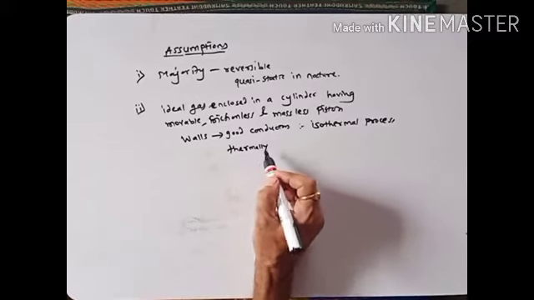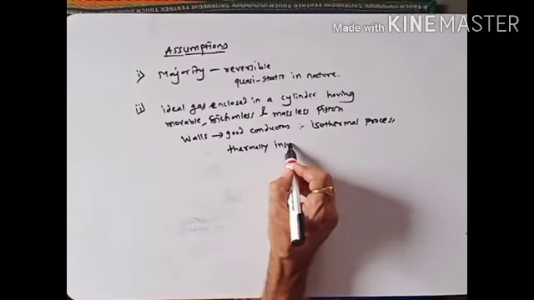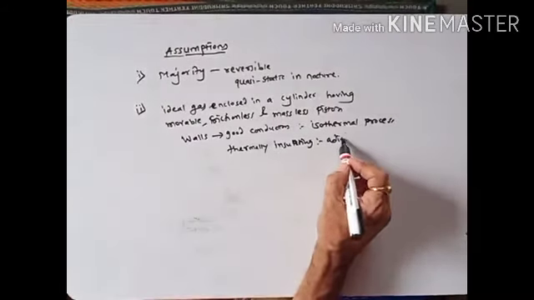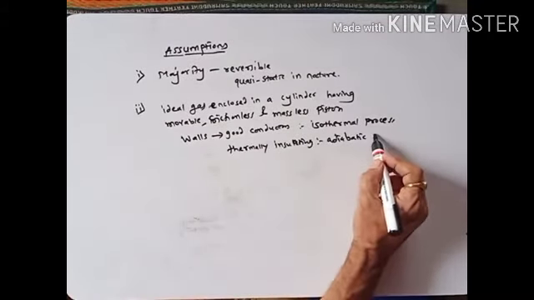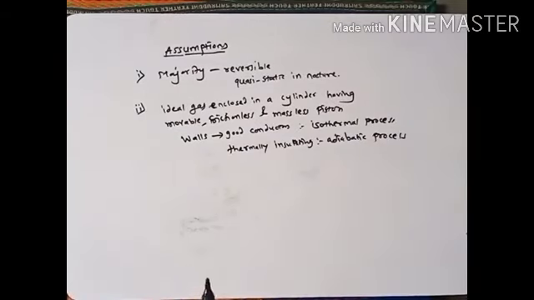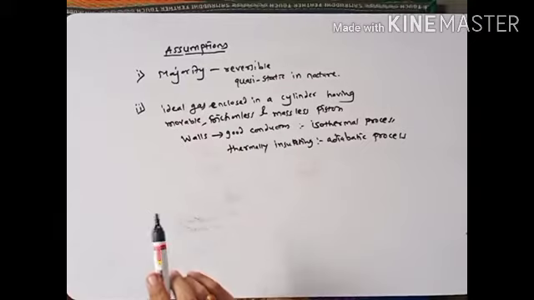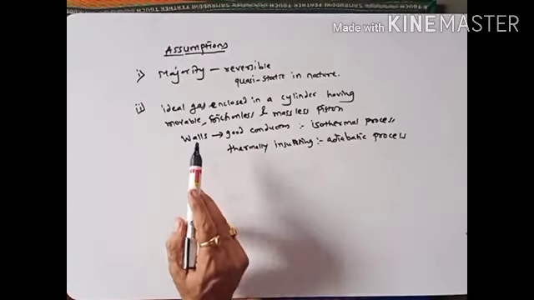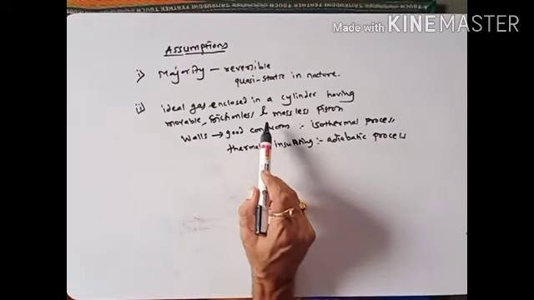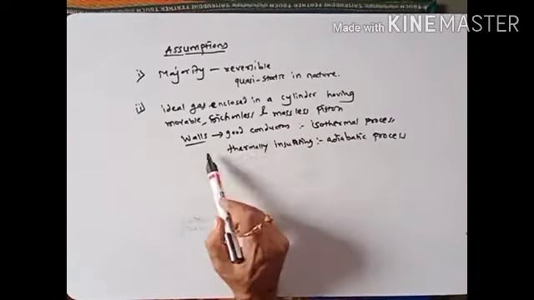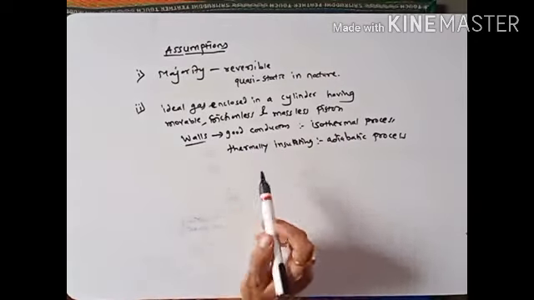insulating for the adiabatic process. These are the three assumptions. That means majority processes are reversible and quasi-static in nature. Now second, we consider here an ideal gas enclosed in a cylinder having a movable, frictionless and massless piston and walls. We consider good conductors for isothermal, and thermal insulating for adiabatic.